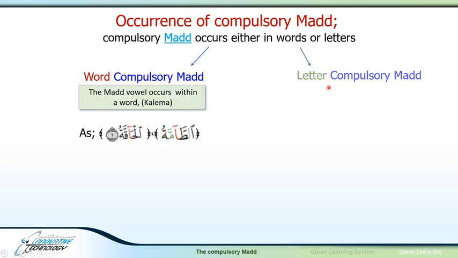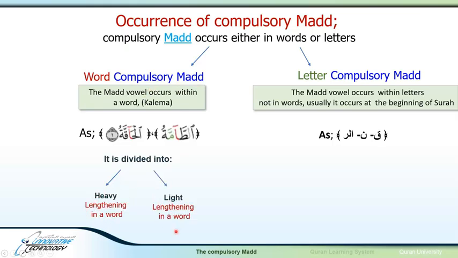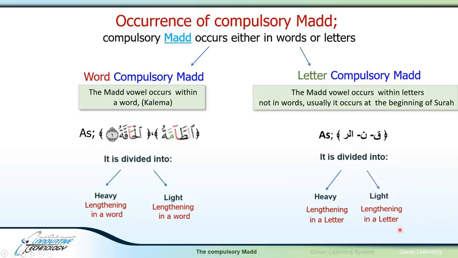Al-haqqa is a word. On the other hand, the letter compulsory med occurs within letters, not words. And these letters happen usually at the beginning of the surahs, like in qaf, noon, alif, lam, ra. Now, the compulsory med is divided into two types, heavy lengthening in a word and a light lengthening in a word. And similarly, the compulsory med of the letters is also divided into two types, a heavy lengthening within a letter or a light lengthening within a letter.